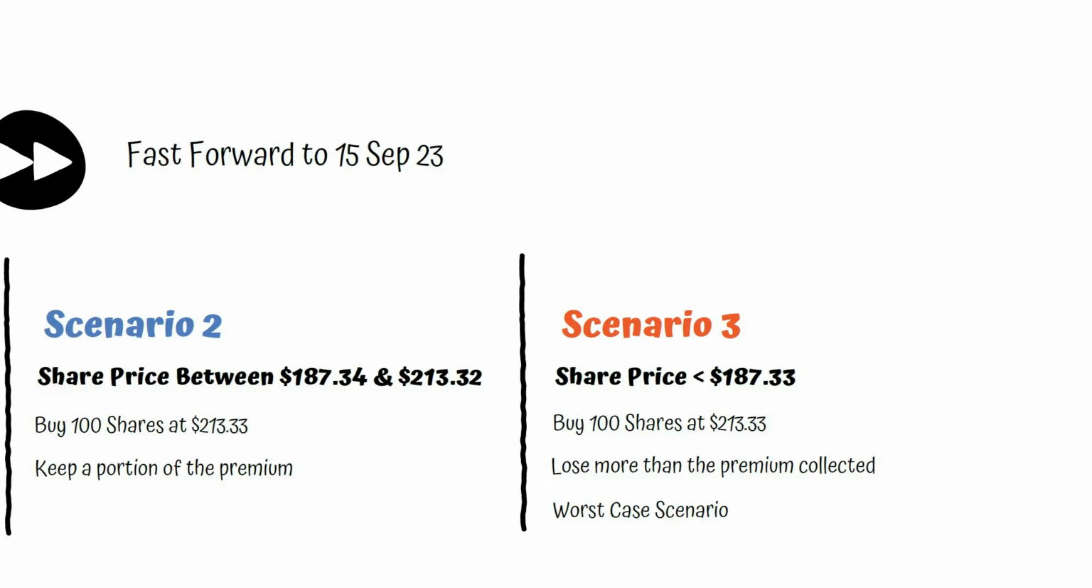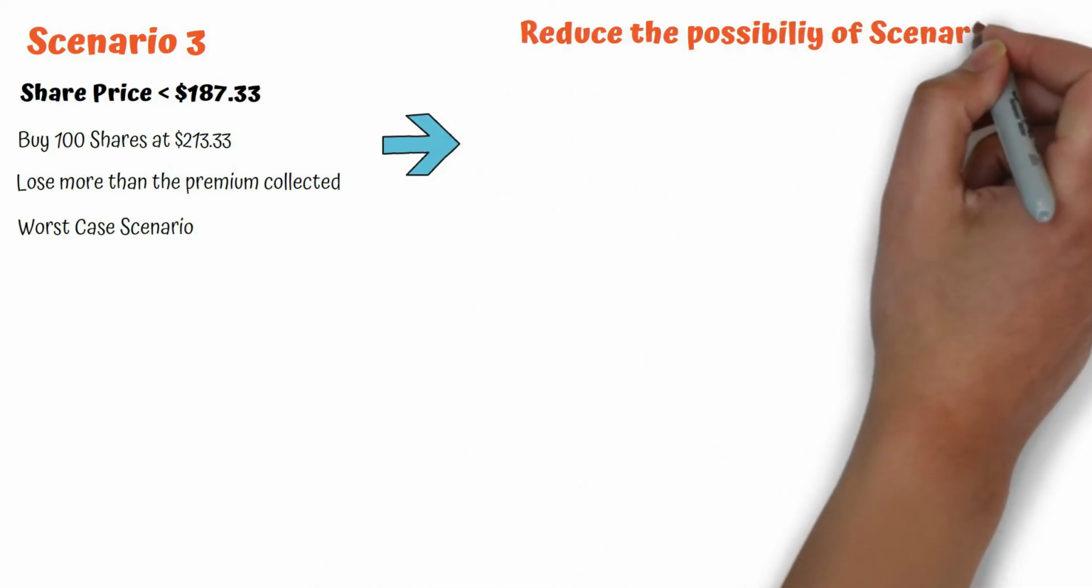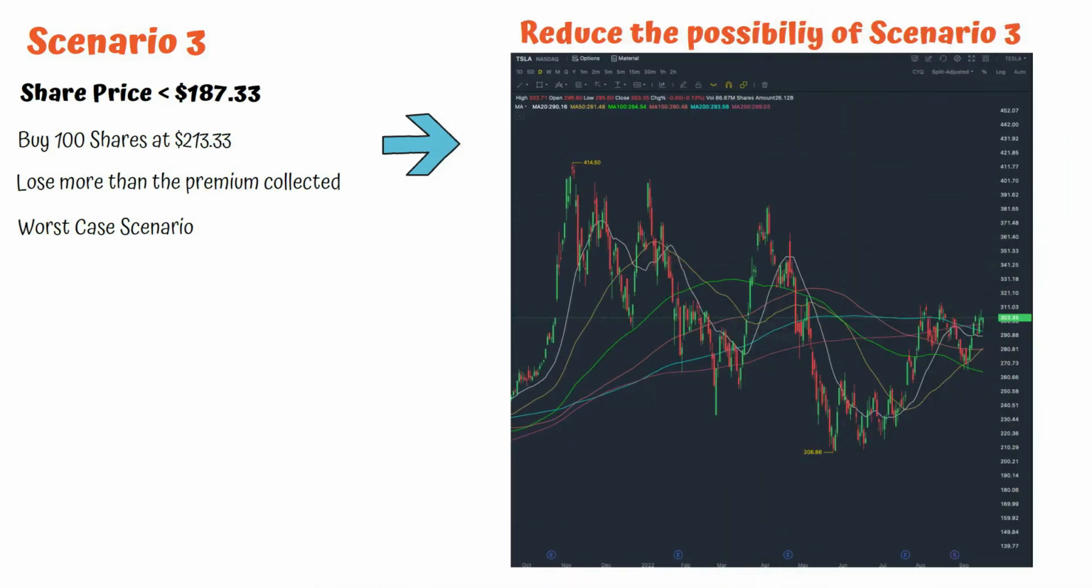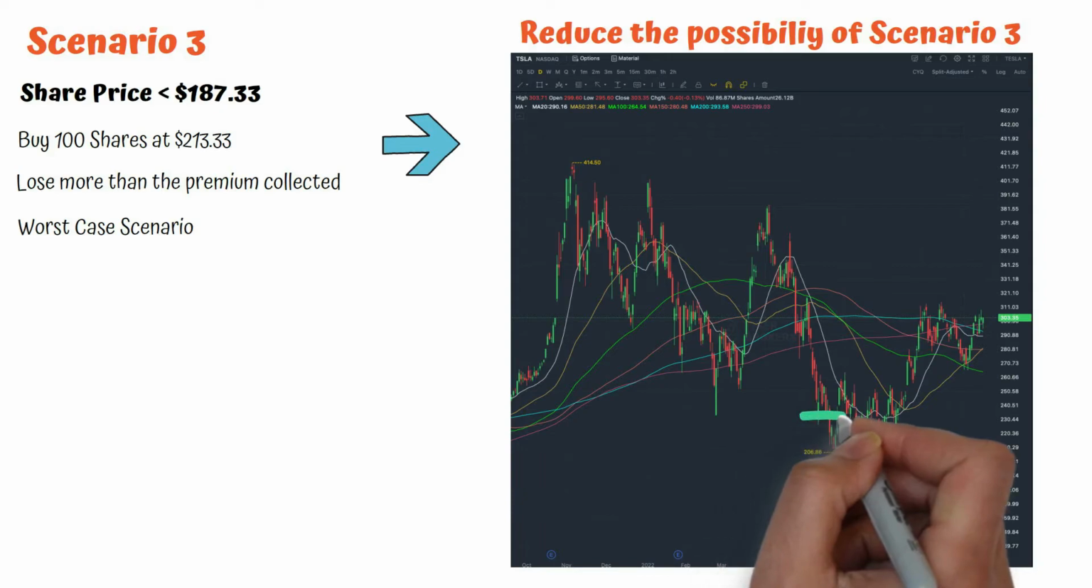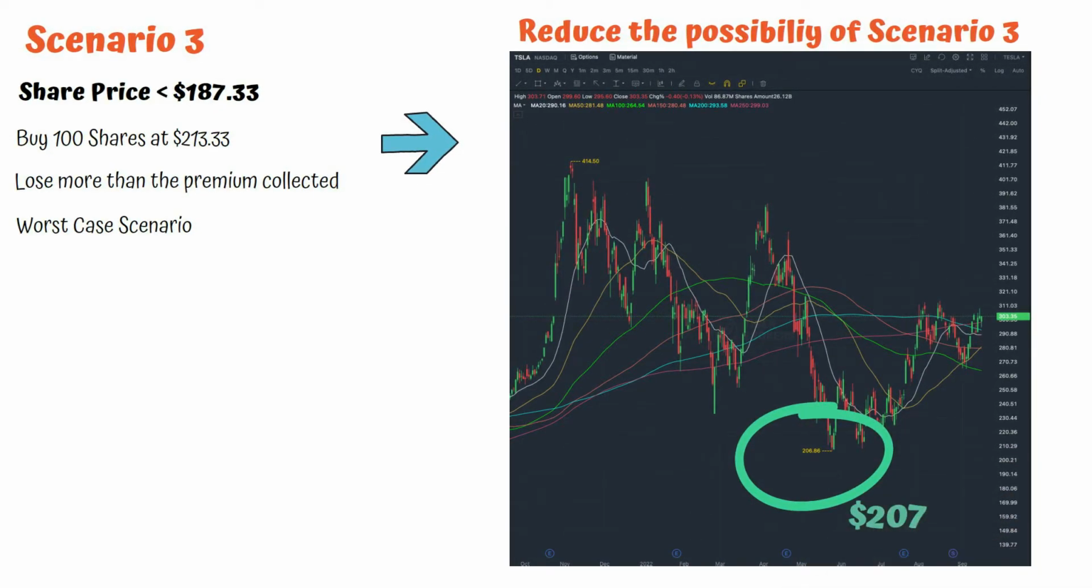But we must also be prepared to own and hold Tesla shares at an actual cost of strike price minus the premium, i.e., $187.33, which is likely a very attractive price to own Tesla shares. If you are not prepared for scenario 3, please avoid doing sell put options and stick to buying the shares directly. I try to reduce the possibility of scenario 3 by checking what is the lowest price in the last cycle. The previous low was $207 back in June 2022.